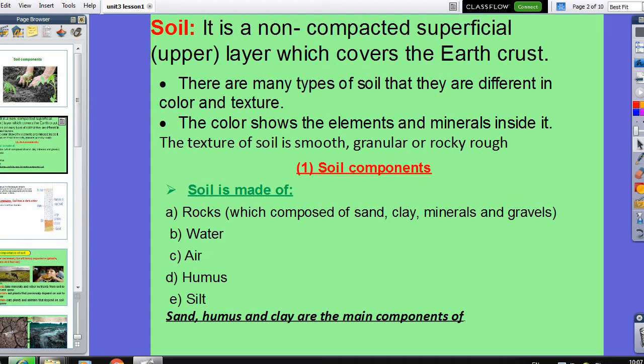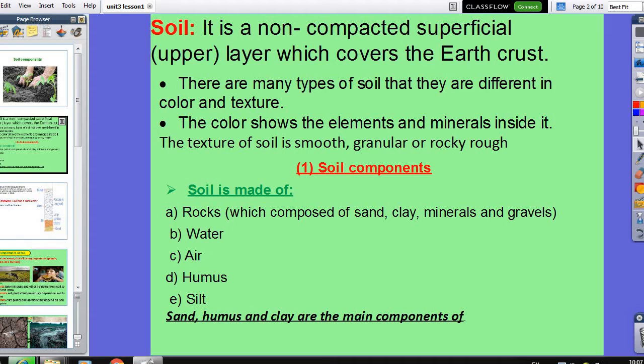There are many types of soil. They have different colors and textures. The color of the soil indicates the elements and minerals which occur inside it. The texture of the soil may be smooth, granular, or rocky and rough.